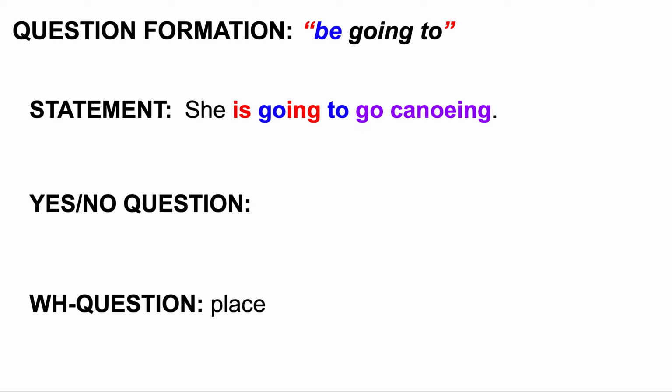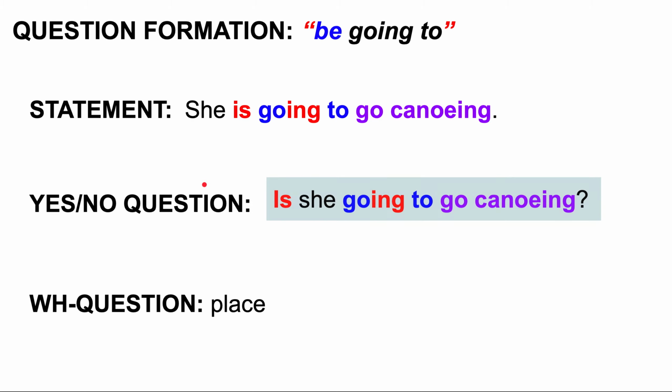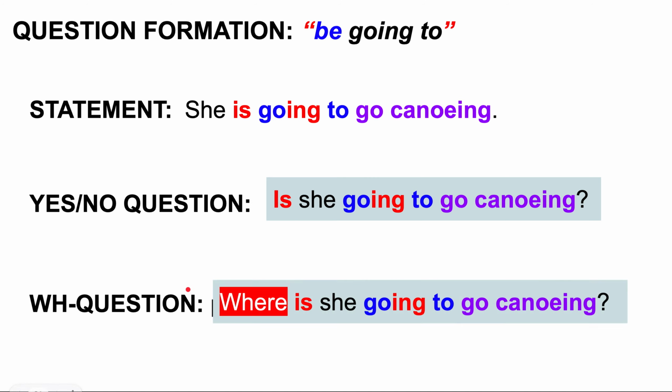Okay, here's another practice question. She is going to go canoeing. Take 5 seconds to make a yes no question. Yes no question. Is she going to go canoeing? Now let's make a WH question about place. Take 5 seconds. Okay, WH question about place. Where is she going to go canoeing?